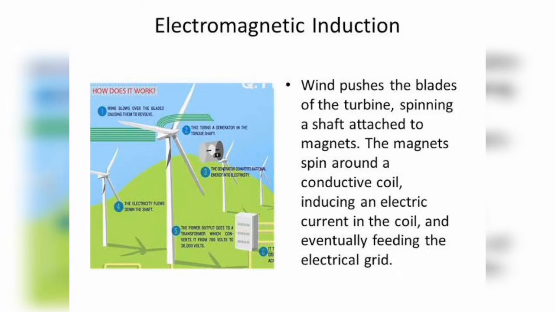Now take an example of a windmill. The wind pushes the blades of the turbine, and then a shaft is attached to the magnet. The magnet spins around the conducting coil, then it induces some electric current in the coil, and then electricity is produced.